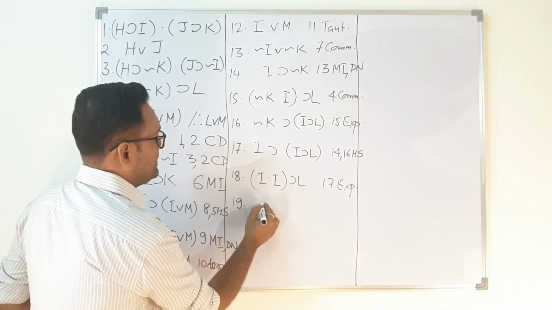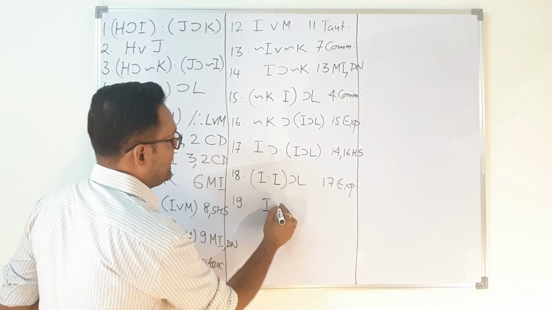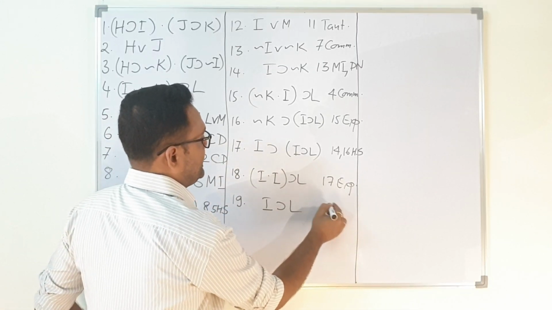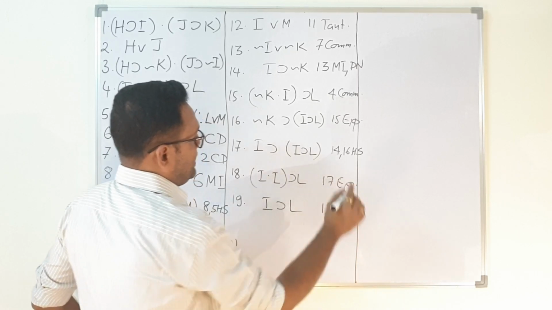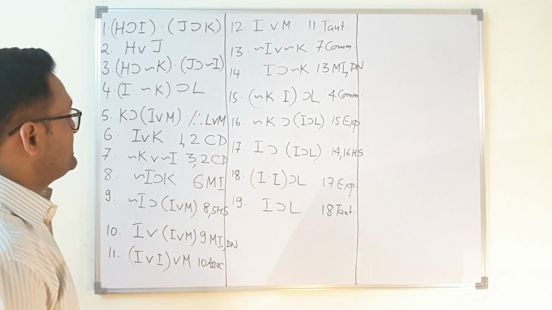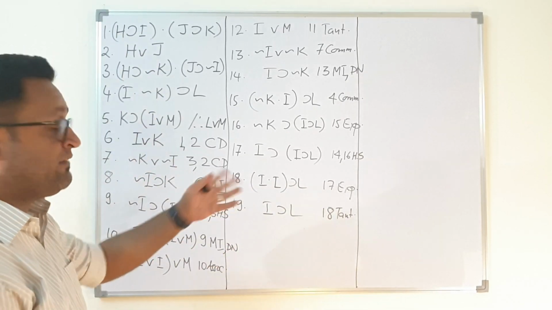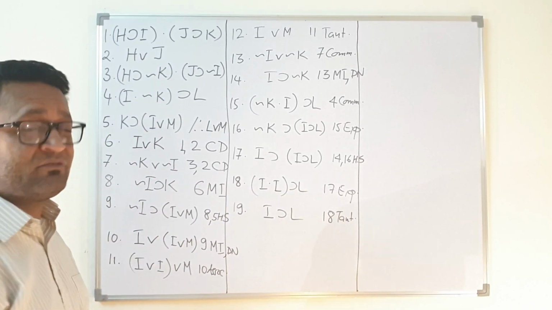So I can reduce both the I's into one I, and I will get a very simple expression like I implies L from tautology. Okay. Now, two things are done. First thing is that we have operated all the lines. However, we have not reached the answer. Fine, we will reach the answer.